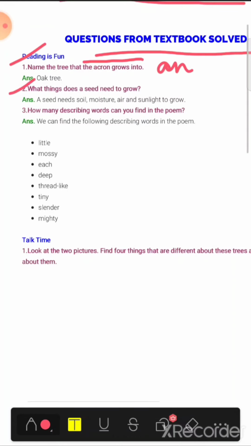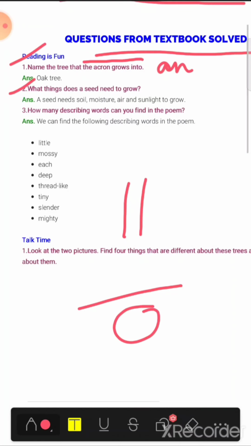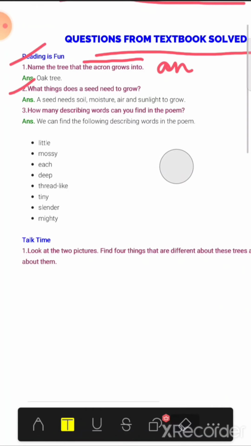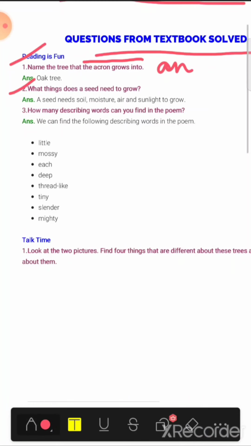Let's come to the second question. What things does a seed need to grow? According to you, a seed under the soil, under the ground, needs what things? One, two, three. A seed needs soil, moisture, air and sunlight. And here, moisture is water.